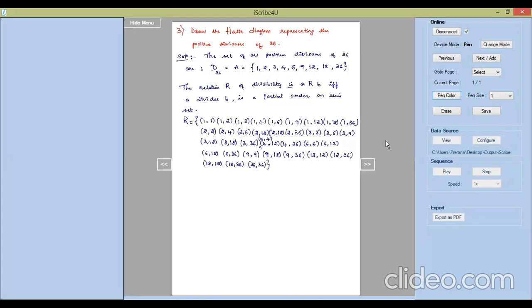So don't forget to write the ordered pairs (1,1), (2,2), (3,3), etc., because every element is related to itself on the divisibility relation. So this is our relation R. We need to draw only the Hasse diagram for this. They have asked us only to write down the Hasse diagram, since it is obvious that relation R is a partial order on divisibility. To write the Hasse diagram, relation R is going to help us. So let's draw the Hasse diagram now.